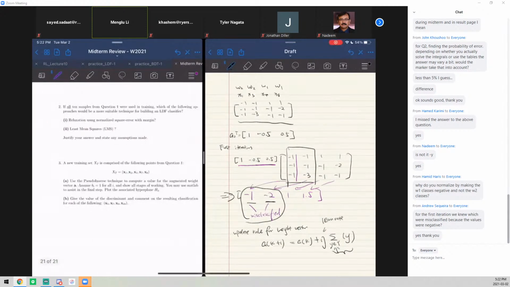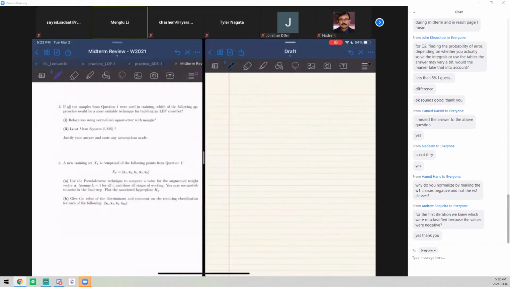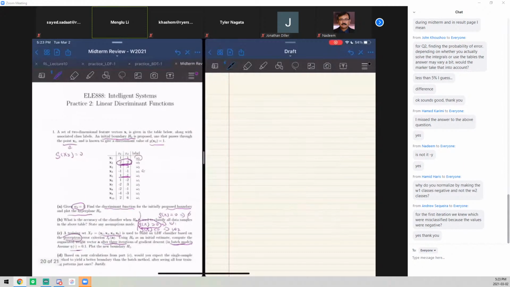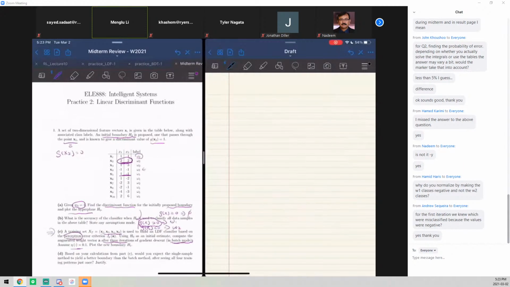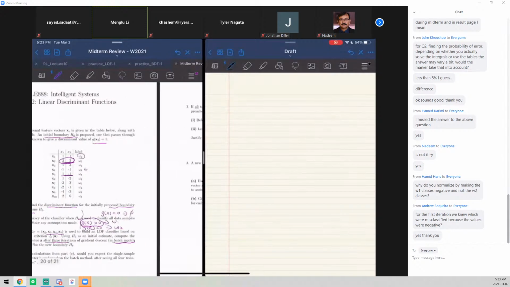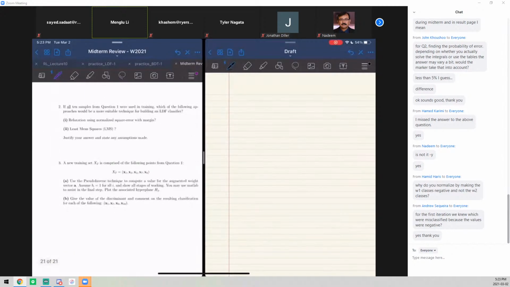Next question. If all 10 samples from question 1 are used in training, whereas in Part C you just chose 4 points to do the perceptron on, in question 2 we need to use all 10 samples for the training. Which of the following approaches would be a more suitable technique for building a classifier?